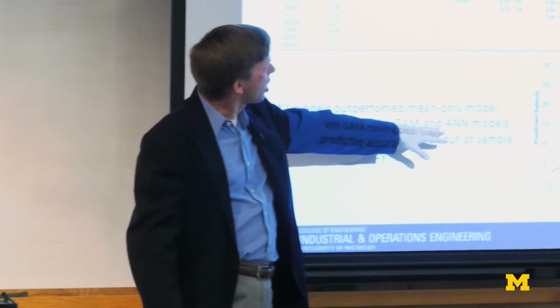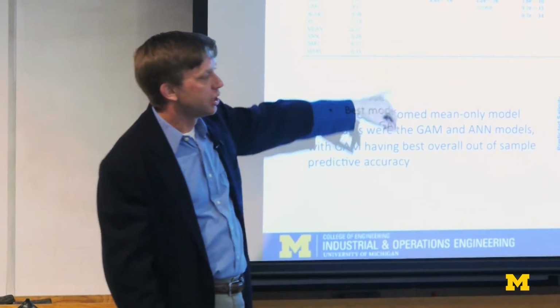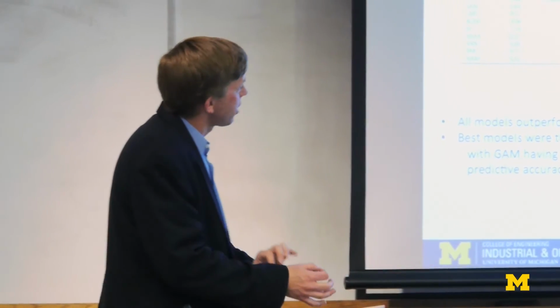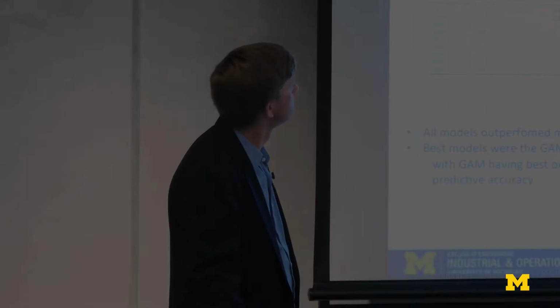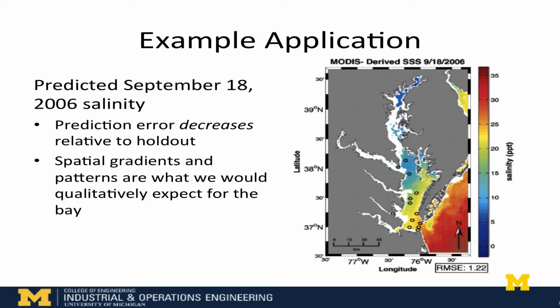We also tried a neural net model, which is the second best model. I'm personally not a big fan of neural nets, but sometimes they work well. Okay, so what can we do with this? Why are we doing this? The reason we're doing this is we're trying to get localized estimates of salinity.